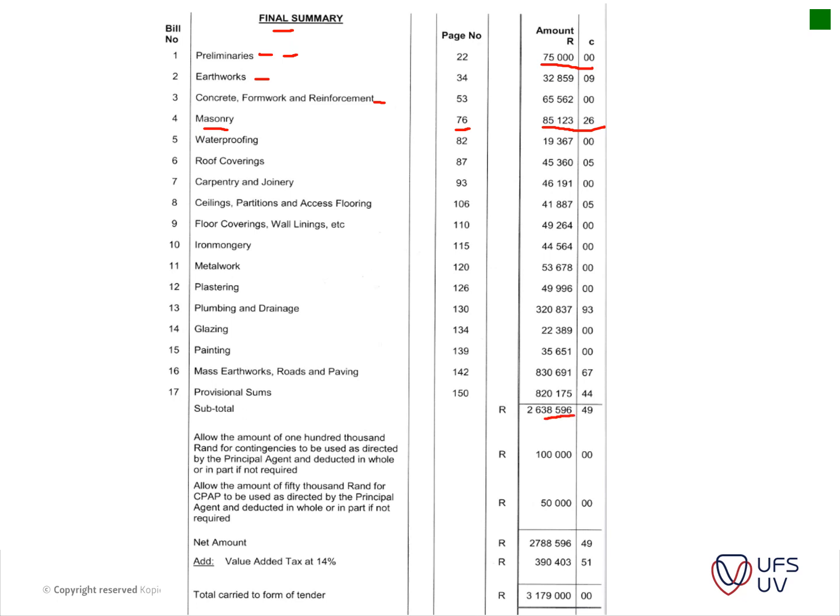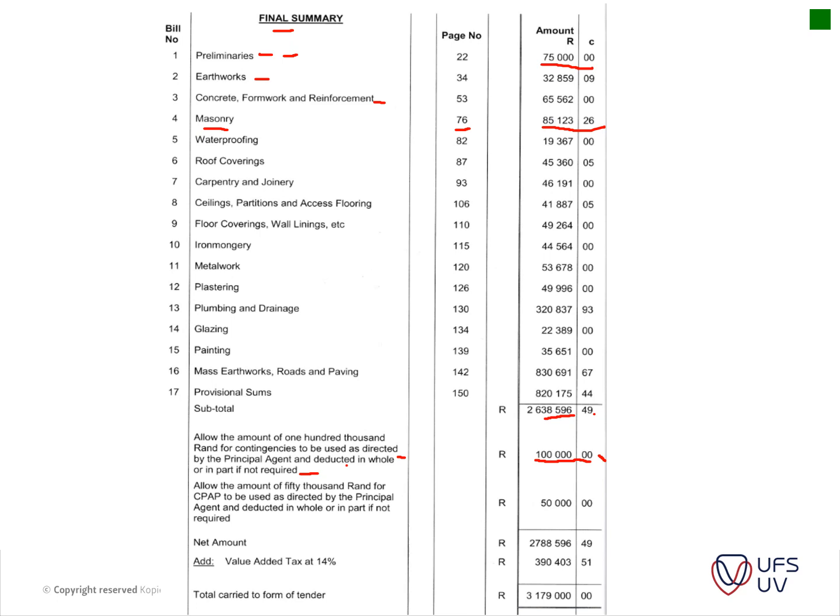It's all added together. And then you will see an allowance of 100,000 Rand for contingencies, to be used as directed by the principal agent and deducted in whole or in part if not required. So basically it says let's allow 100,000 in case we didn't measure everything, or if the client or someone wants to make a change. We can use this 100,000 Rand, but the contractor should note that he is not entitled to this amount. It is subtracted if it's not used. That's what the contingency is for.